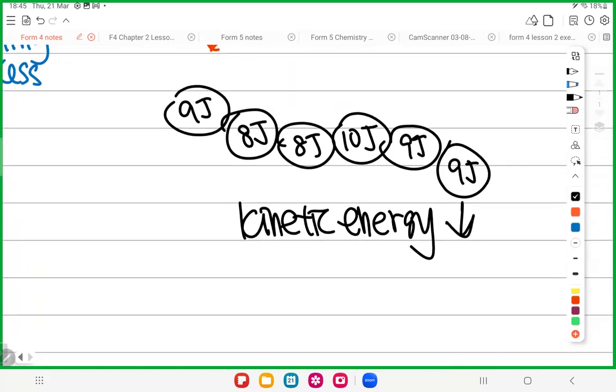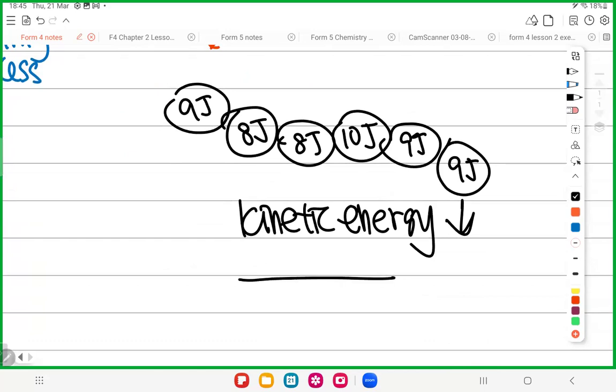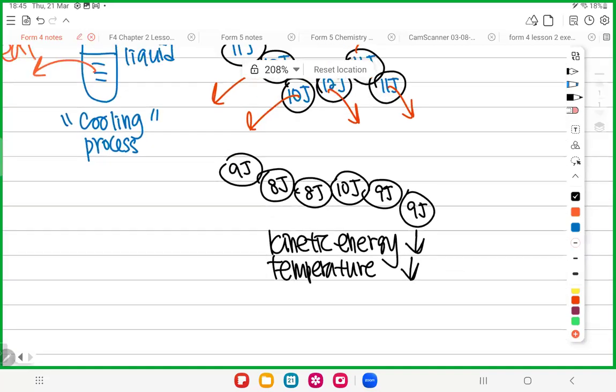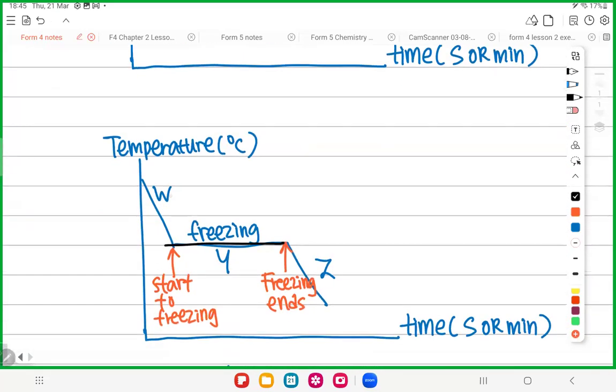When kinetic energy is lower, what happens? Kinetic energy has one sibling. Guys, tell me in the chat box, who is the sibling of kinetic energy? Temperature, isn't it? So when kinetic energy decreases, temperature also decreases. That's what you see. Here, the temperature is actually decreasing.